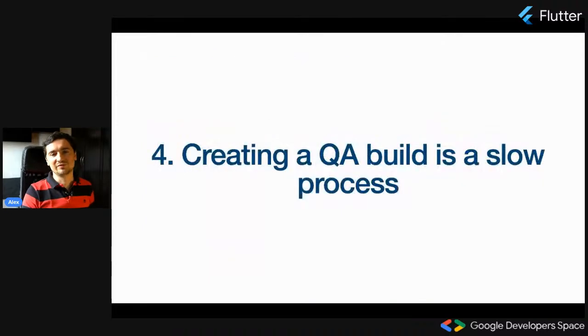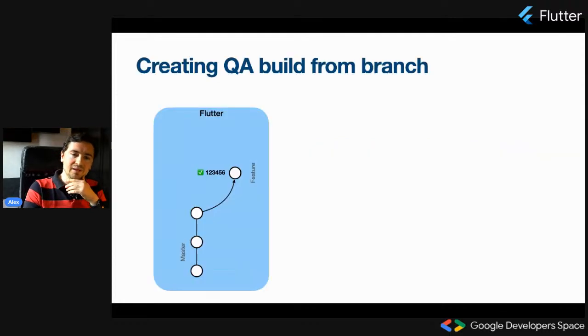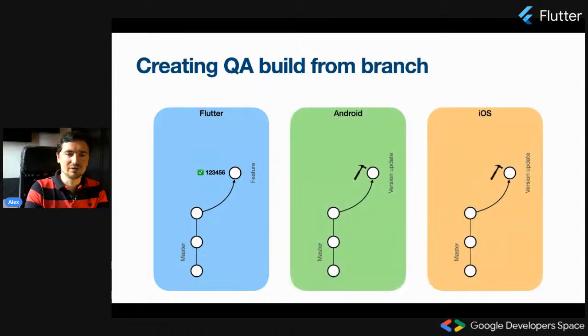So the next problem that we faced was you need to create a QA build for testing. So let's go again through the process and how it looks. Similar thing happens, right? You create a branch in the Flutter repository, and you get the build number for your new binaries. So we create new binaries running CI. Then you need to, again, create 2 branches in iOS and Android. You need to change the build number there.